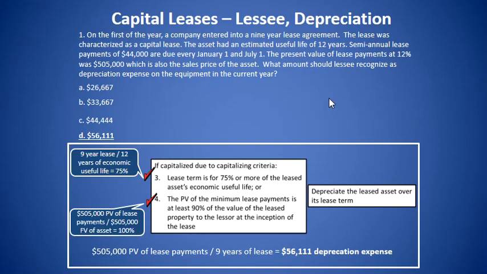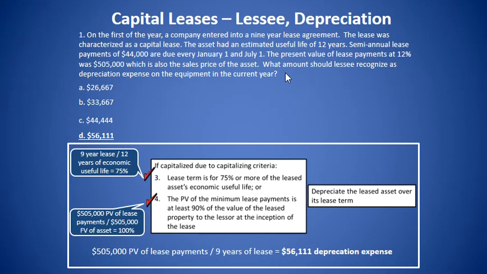Okay, the answer to number 1. The question is, what amount should the lessee recognize as depreciation expense on the equipment in the current year? And the answer is D, $56,111. If we go back and look at the individual lease criteria, we see that criteria 1 and 2 are not included anywhere in the criteria established in our problem.